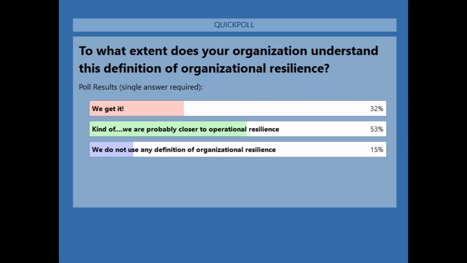It is really exciting to see almost a third of you actually getting it. This is nice. And then about 15% of you don't have any kind of definition. And that's actually a smaller number than I think when I asked this question a couple of years ago. We had many more people not having any idea what we were talking about, and much fewer people getting it.